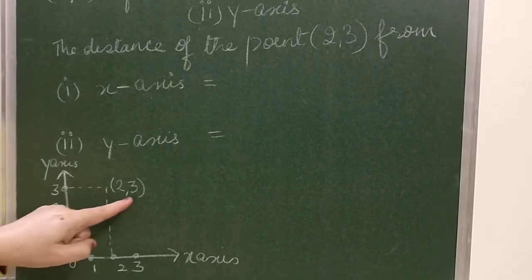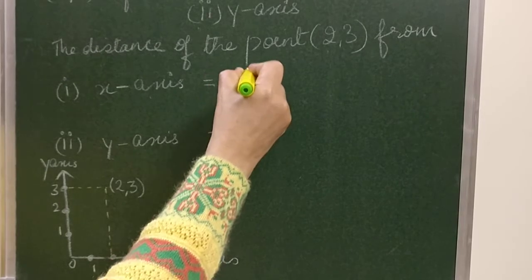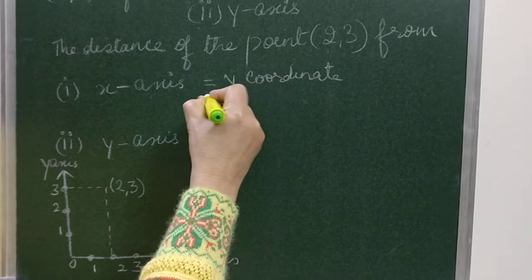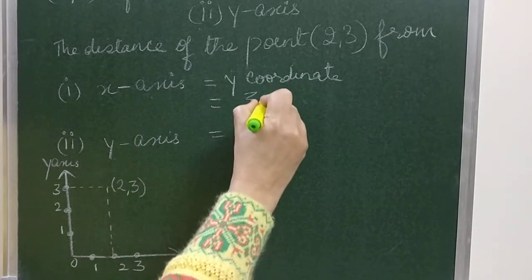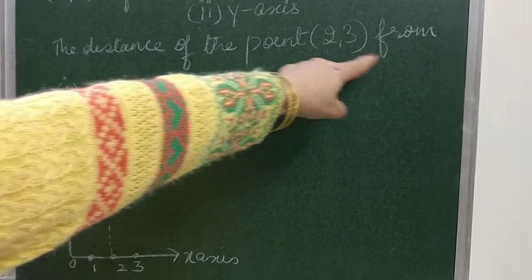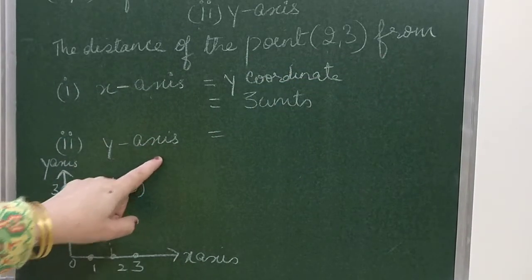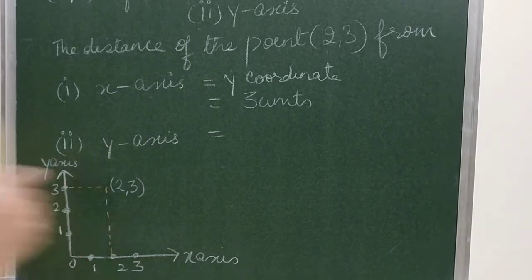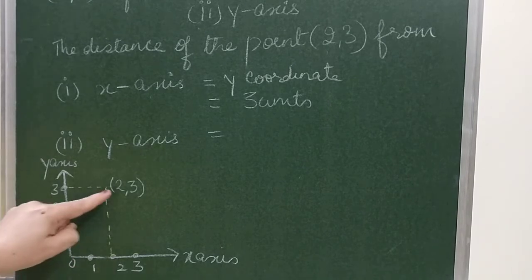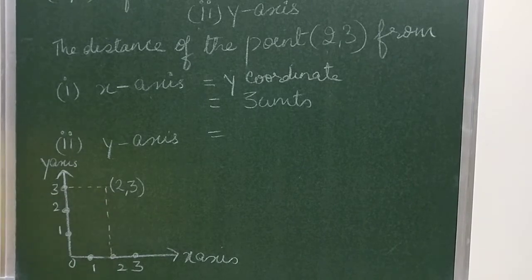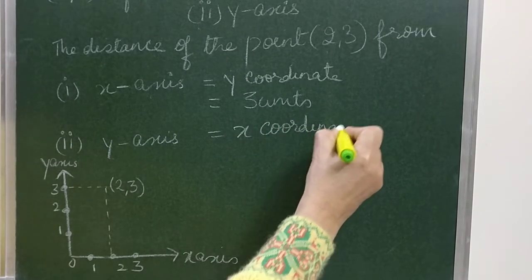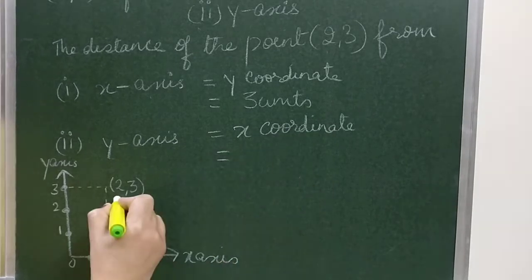That means it is the y coordinate. Y coordinate equals 3 units. Second part. What is the distance of the point (2, 3) from the y-axis? From the y-axis, the distance is, you can see here, 2 units, right? That means it is the x coordinate. So, x coordinate, that is 2 units.